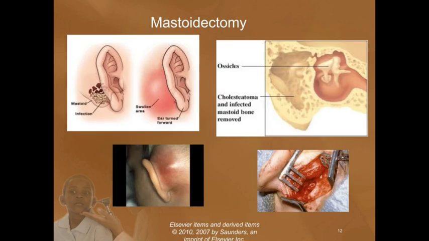A mastoidectomy is the removal of diseased bone, the mastoid air cells, and soft tissue lining the air cells of the mastoid.